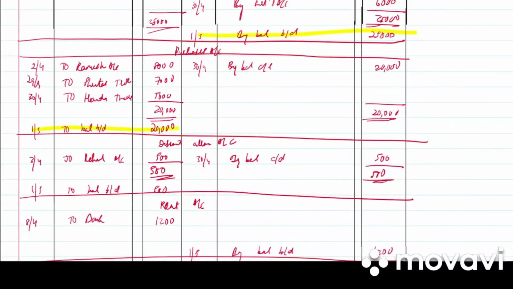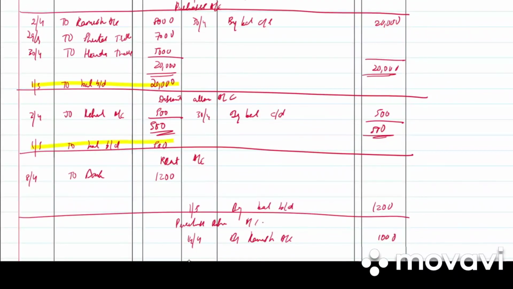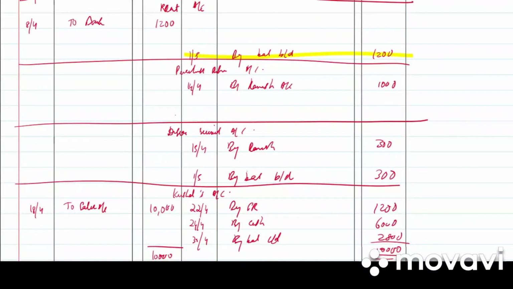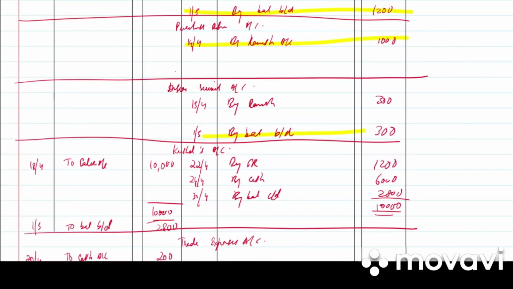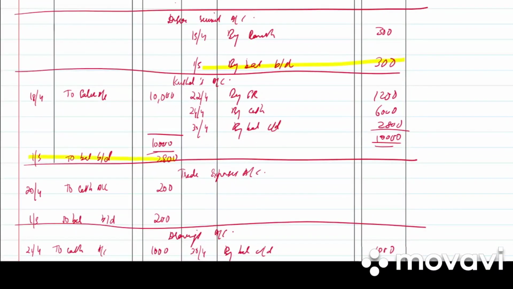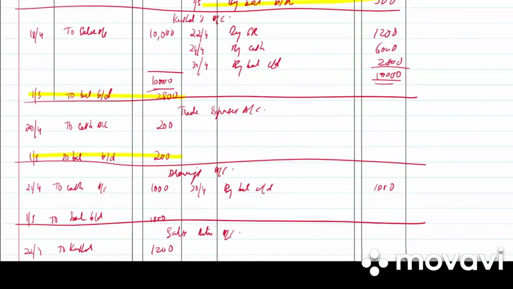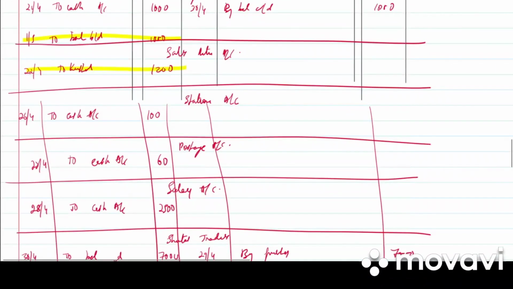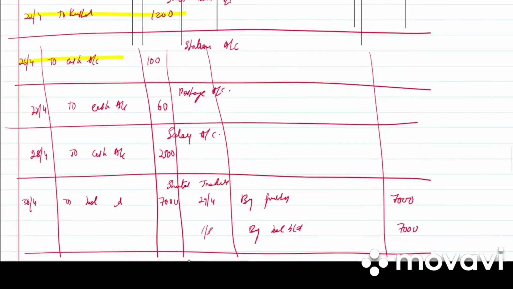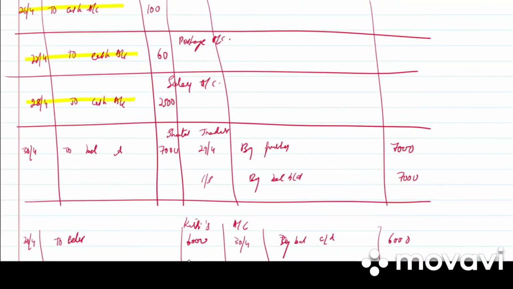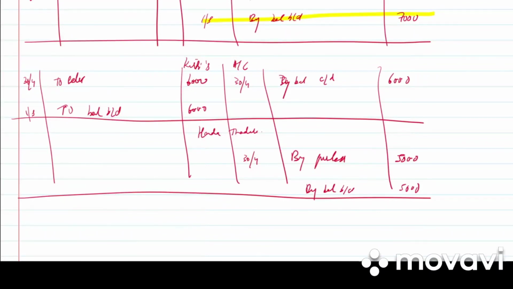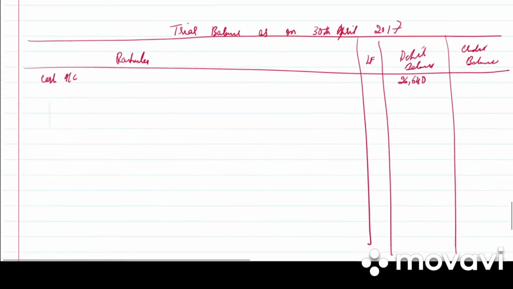25,500. Purchase account has a debit balance. Discount allowed has a debit balance. Rent account has a credit balance. Ramesh account has a credit balance. Discount received has a credit balance. Kushal, debit balance. Trade expense, debit balance. Drawings, debit balance. Sales return, debit balance. Stationery, debit balance. Postage, debit balance. Salary, debit balance. Sheetal Traders, credit balance. Kirti, debit balance. Honda Traders, credit balance.